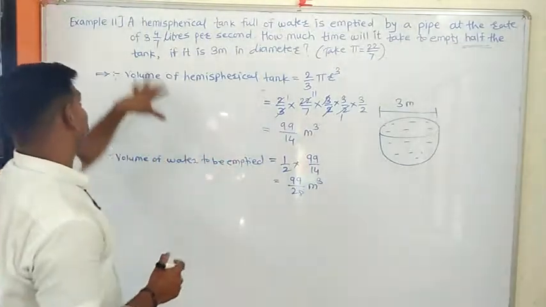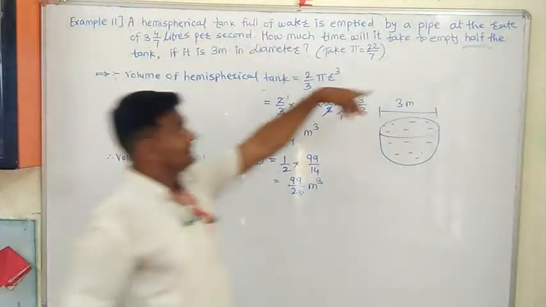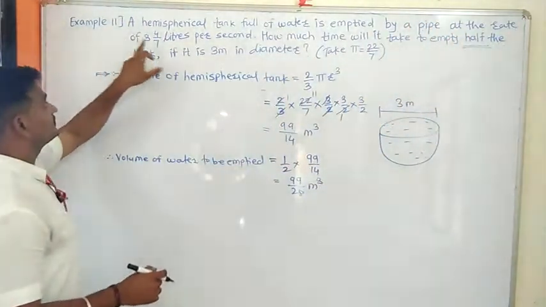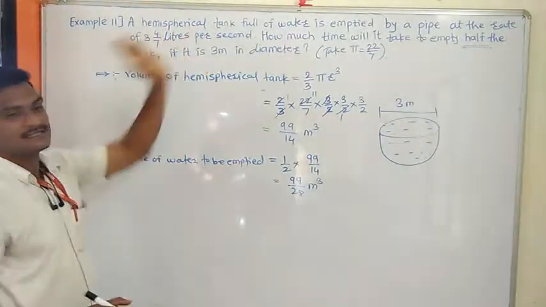But in the question, what is given? See here, by a pipe at the rate of 3 and 4 by 7 liters per second.